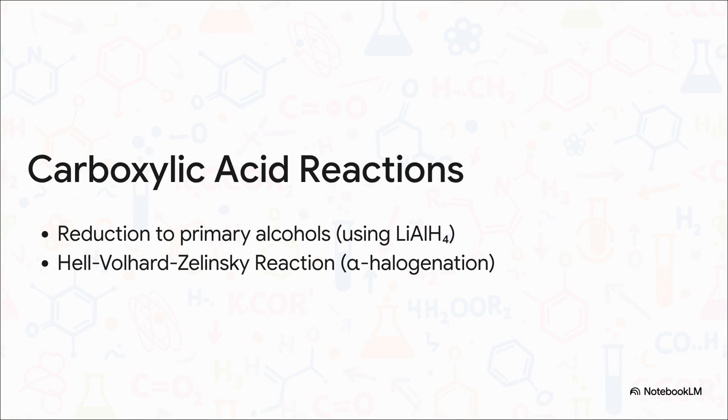For instance, with a really powerful reducing agent, we can turn the clock all the way back and convert them into primary alcohols. They also do this really cool thing called the Hell-Volhard-Zelinsky reaction, which is basically a clever way for chemists to stick a halogen, like bromine, onto that all-important alpha carbon.